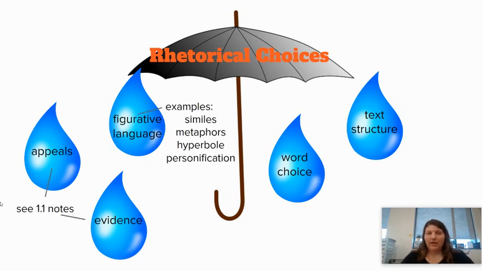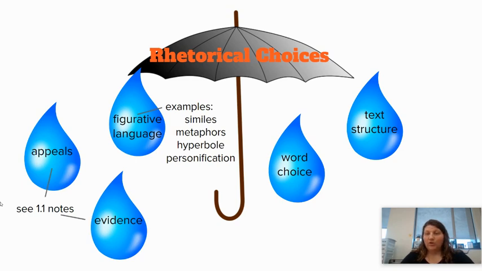Figurative language, we're talking about similes, metaphors, hyperbole, personification. If you do not know what these examples of figurative language mean, then you need to record these notes. So similes are comparing two things by using like or as. Like, he runs as fast as a cheetah, shows how fast he runs. A metaphor is saying that one thing is another thing. So comparing two things by saying that one is another without using like or as. Like, the world is a stage is a metaphor because we're saying the world is a stage.